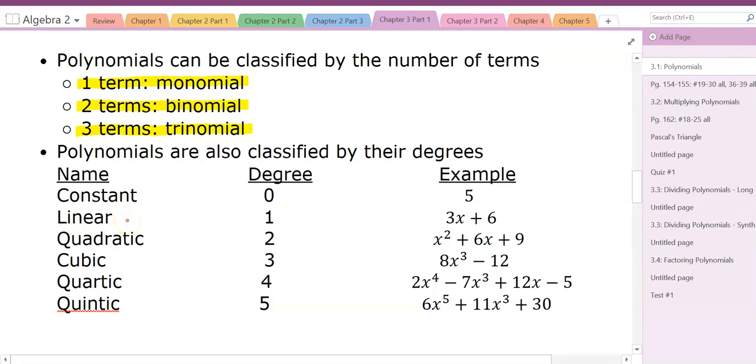Linear has a degree of 1. This is when you guys saw something like 3x plus 6. That would be anything in slope-intercept form, y equals mx plus b. All of those are linear because they're straight lines. Those all have a degree of 1.